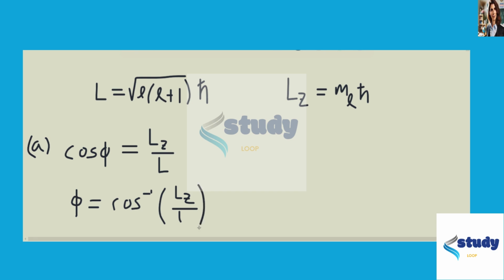Okay, so now we can use our expressions. Let's replace L sub z, which we said is m sub l times h bar, but m sub l is just some value of l. So this is l times h bar. So phi is the inverse cosine of l h bar divided by the square root of l times l plus 1 times h bar. The h bars cancel, so we're left with cosine phi equals l divided by the root of l times l plus 1.